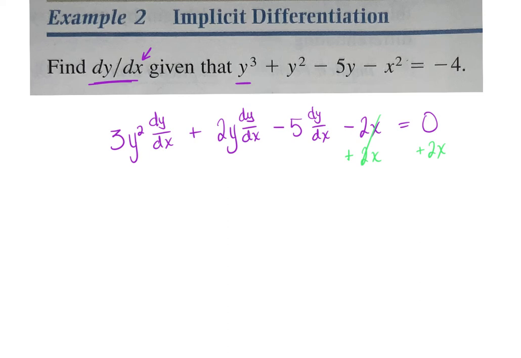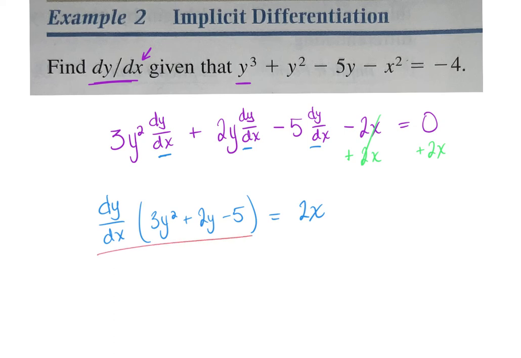And over here, because everything has a dy dx, I can factor it out. So I can pull the dy dx out, and I am left with 3y squared plus 2y minus 5, and that equals that 2x over there. Now my goal is to solve for dy dx, so now I can just divide by the group.